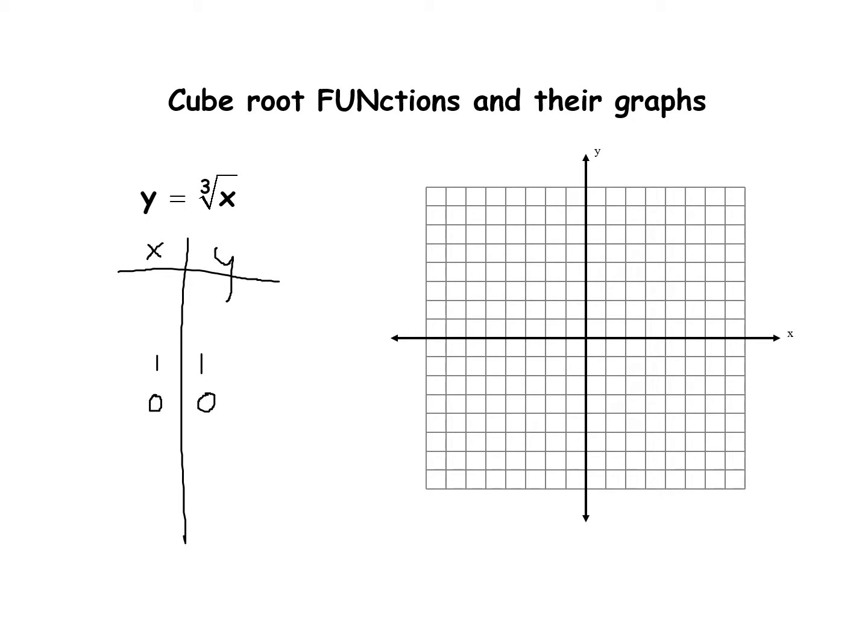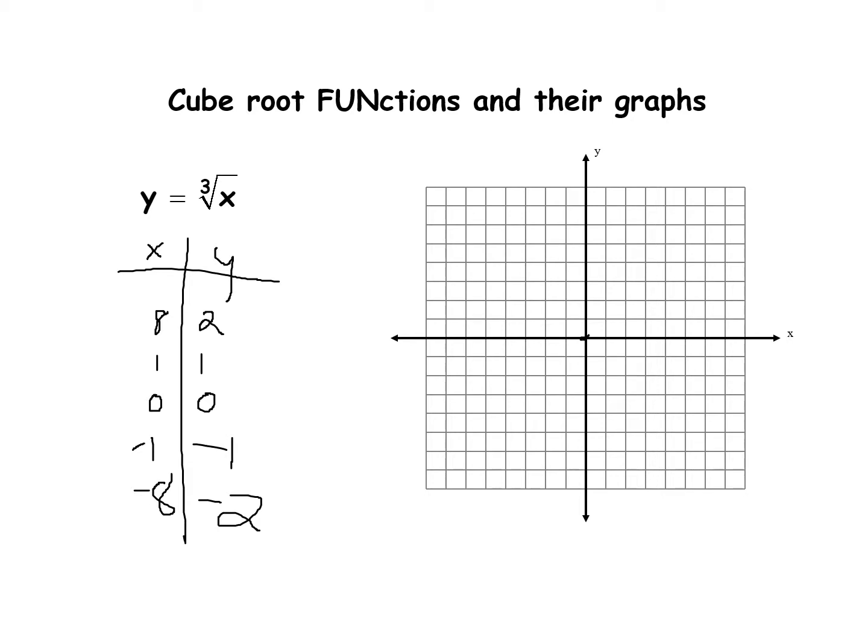But now I'm not going to put in 4 because I want a cube. So I'm going to put in 8 because I want to talk about perfect cubes. And I'll get out a 2. But now because this is an odd root, I can put in -1 and I'll get out a -1. And I can put in a -8 and I'm going to get out a -2. So now I can plot both positive and negative numbers.